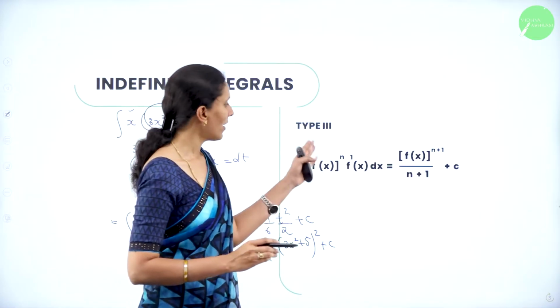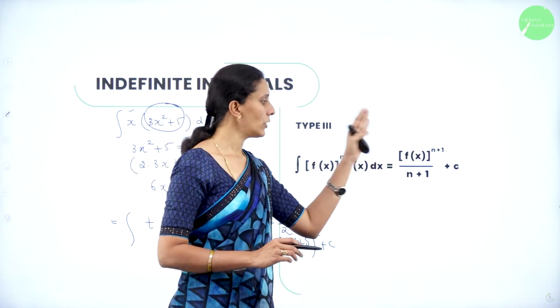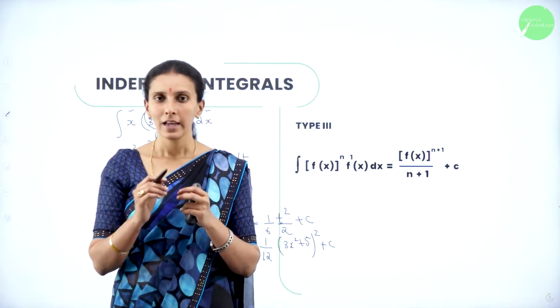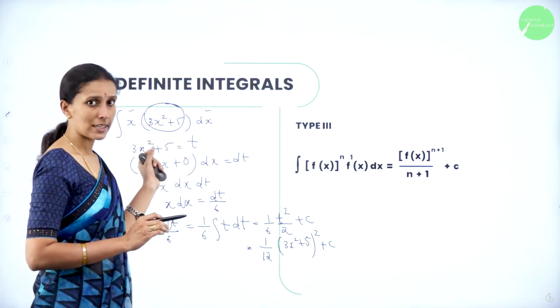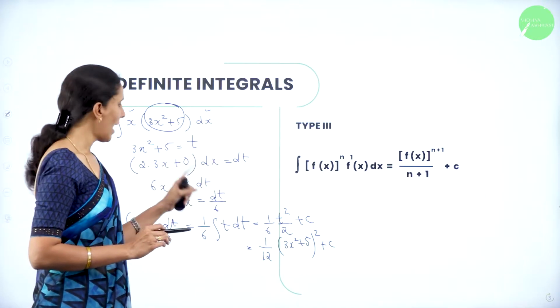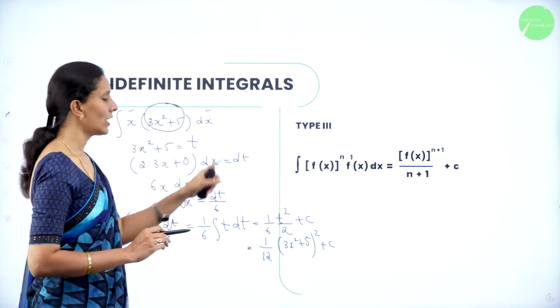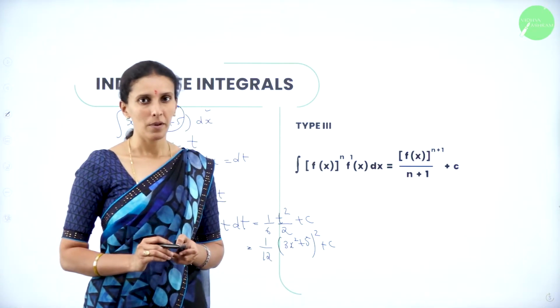Like this, when a function and its derivative are in this form, you will get the value in the form of f of x to the power n plus 1 divided by n plus 1 plus c. Here also, a few functions are considered as another parameter t, and the change dt can be replaced with dx into some other values. Let's look at the problems now.